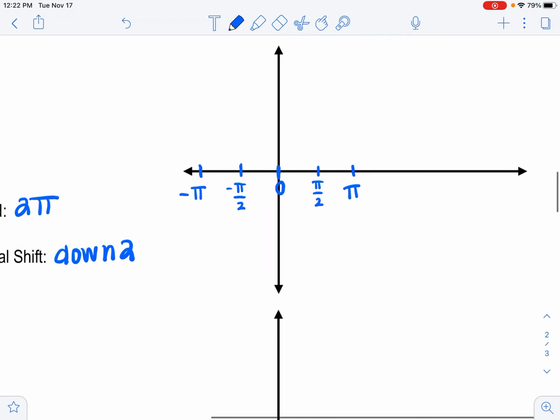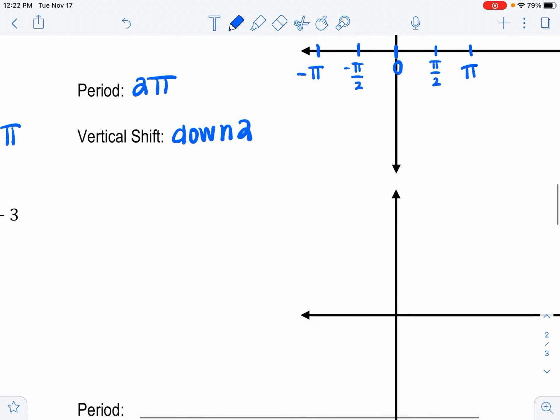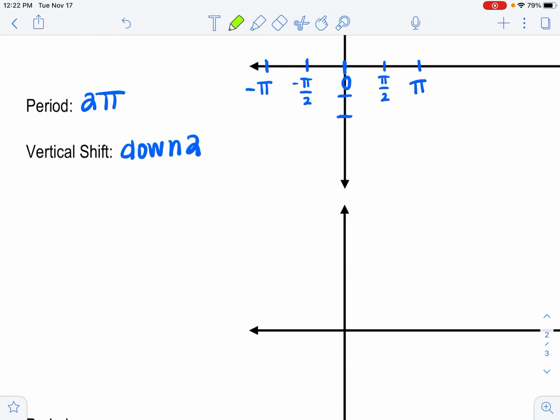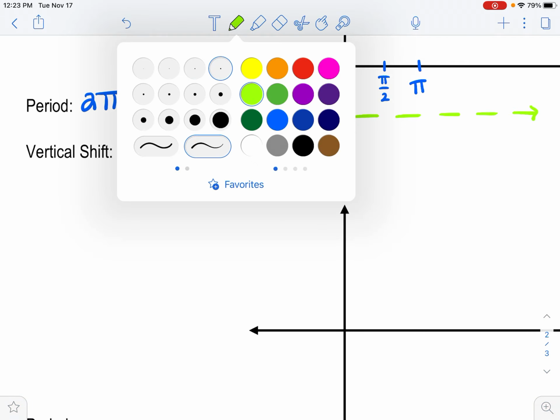Okay. Now I'm going to draw on my midline. So I'm going to look to see where my midline is. There's a vertical shift down 2. So I know my midline is down 2. So I'm going to go down 1, down 2. And now I'm going to draw on my midline. People will always ask in class, do we have to draw on the midline? Yes, you should draw on the midline because that's your guide of where your points go.